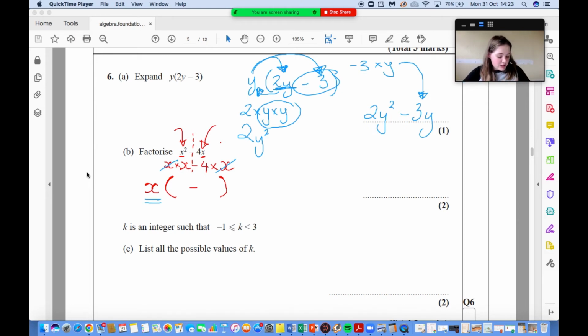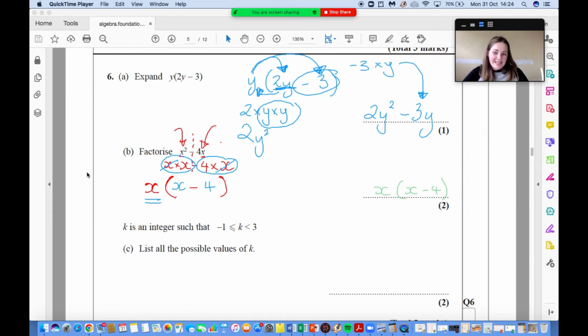So that means on this side, I'm left with an x on its own, and on this side, I'm left with 4, because I've taken an x from both sides. And that would be your answer. So I'm going to write that down. Okay, you've factorised the expression.